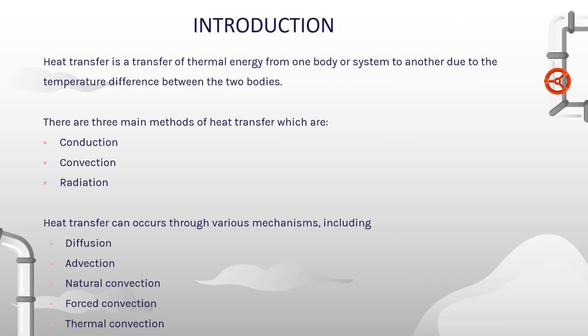Introduction. Heat transfer is the transfer of thermal energy from one body or system to another due to the temperature difference between the two bodies. There are three main methods of heat transfer, which are conduction, convection, and radiation. Various mechanisms facilitate these methods, including diffusion, advection, natural convection, forced convection, and thermal convection.